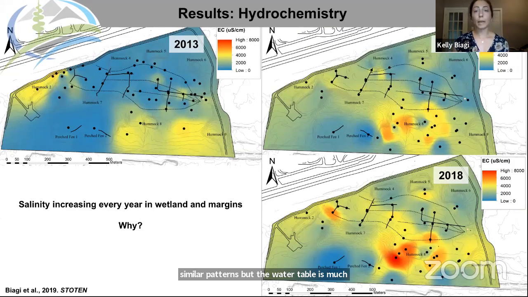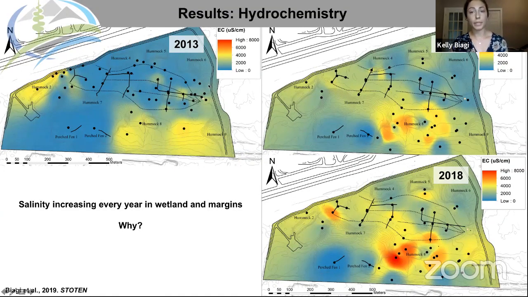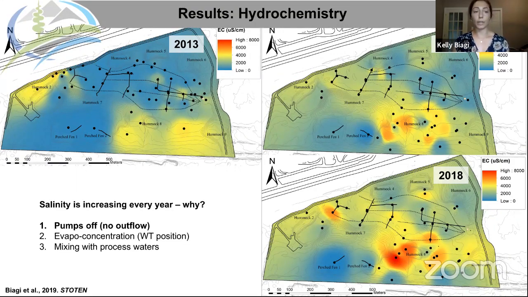So do these water table patterns explain any of the hydrochemistry? This map here is interpolated salinity, where the color ramp is electrical conductivity or salinity in microsiemens per centimeter. And we can see that every year the salinity across the site has increased, where some areas in 2018 have reached 8,000 microsiemens per centimeter. The upland areas, on the other hand, and closer to the hummocks, are quite a bit fresher and act as recharge areas. But why is the salinity increasing every year?